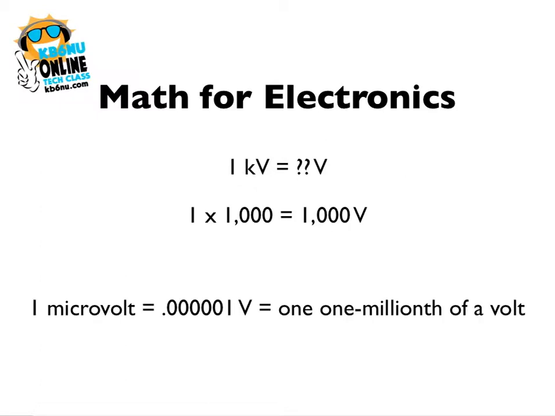Question: how many volts are equal to 1 kilovolt? Answer: 1,000 volts. Since a kilo of something is 1,000 of something, a kilovolt is 1,000 volts. Question: how many volts are equal to 1 microvolt? Answer: 1/1 millionth of a volt. Since a micro of something is 1/1 millionth of something, a microvolt is 1/1 millionth of a volt.